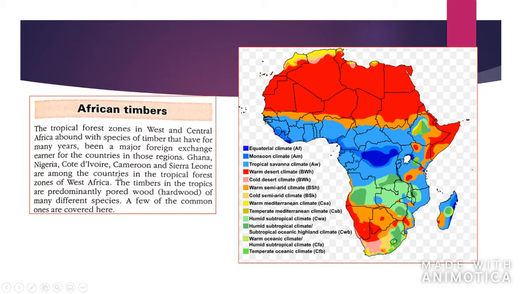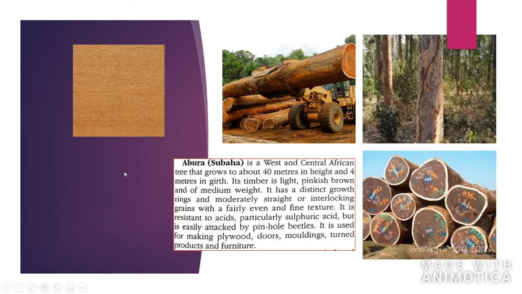Okay, so those countries produce a lot of timber that is good for their economy. Okay, so what we'll be going through is some of the different species of the wood that can be found in West and Central Africa. Okay, so the first one is the Abura.